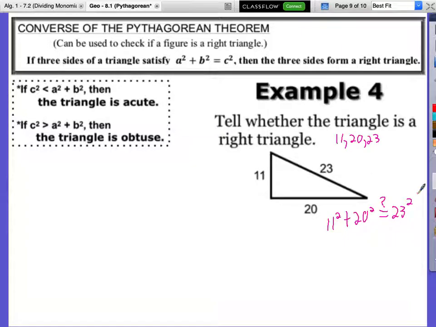So what's 11 squared? 20 squared? 23 squared? 529. 11 squared plus 20 squared is 521. Does 521 equal 529? No. What is it compared to 529? Less than or greater? Less. Less than.